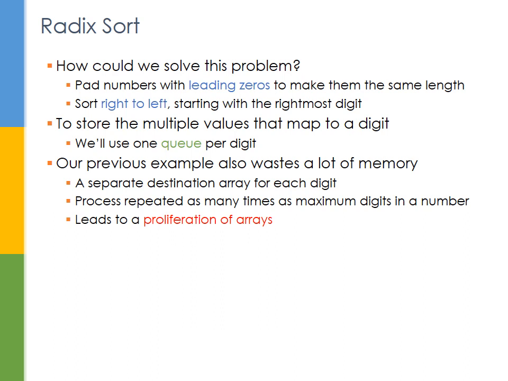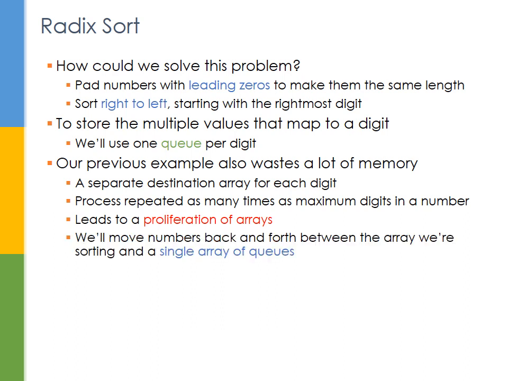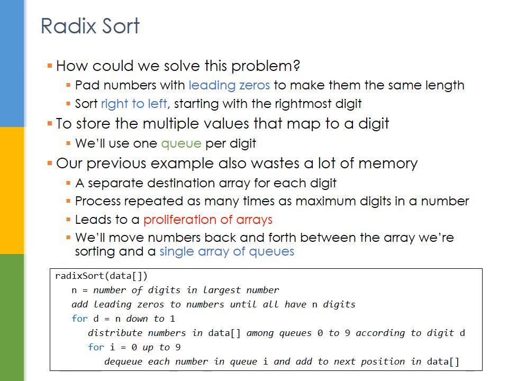And obviously this wastes quite a lot of memory, but additionally we also have to then allocate memory for these arrays and eventually deallocate them. So this means that the performance of our sorting algorithm will also take a hit. So we can address this then by moving our numbers back and forth between the array that we're sorting and a single array of queues. So this is then the Radix sort algorithm with these modifications.